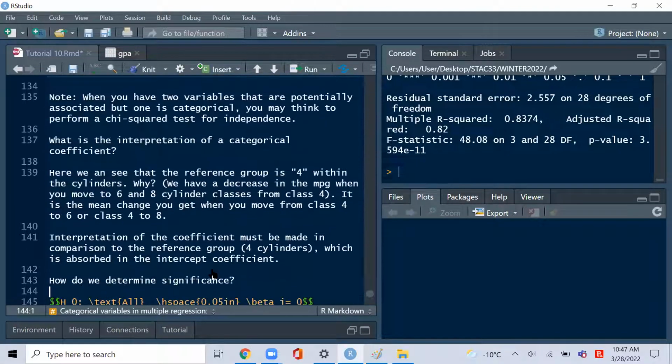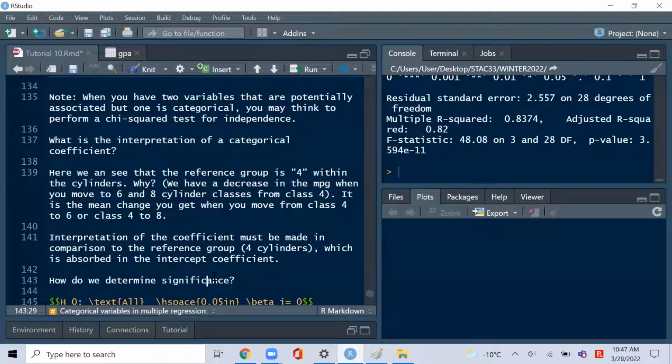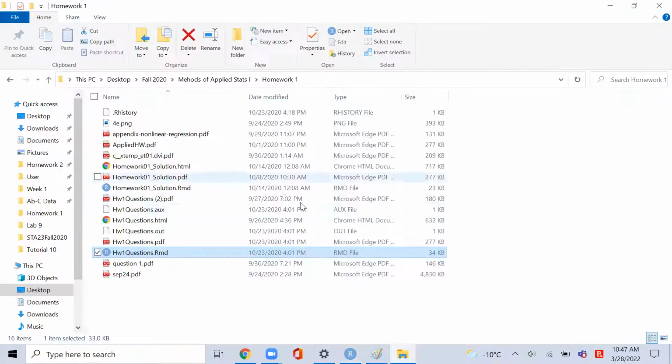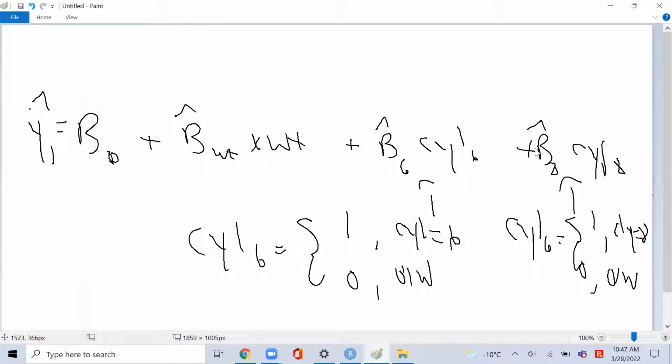Now, interpreting categorical variables is a bit strange, because you have 2 different estimates for different levels of your covariates. This is because you have to make the interpretation in comparison with the reference group 4. Notice how I said going from group 4 to 6 and 4 to 8, because the reference group itself, which is the intercept term, is actually 4. This is why it's not expressed in the model. You just see 6 and 8, you don't see 4, because it's the intercept term, basically, right?